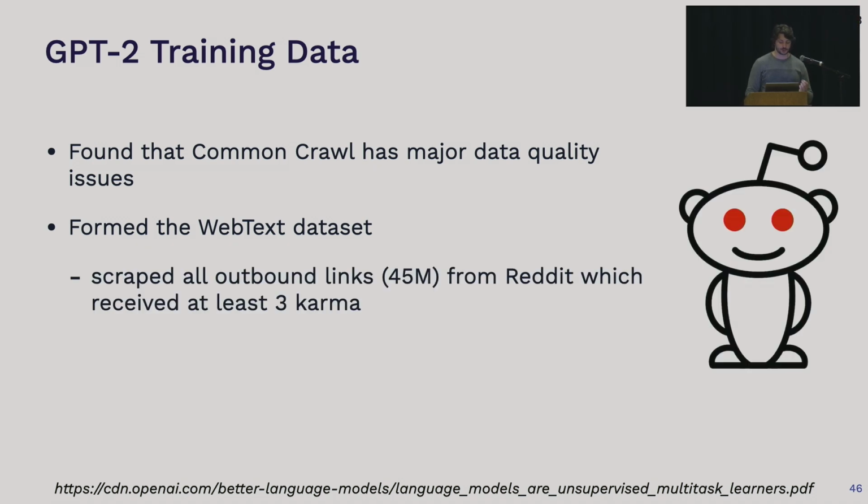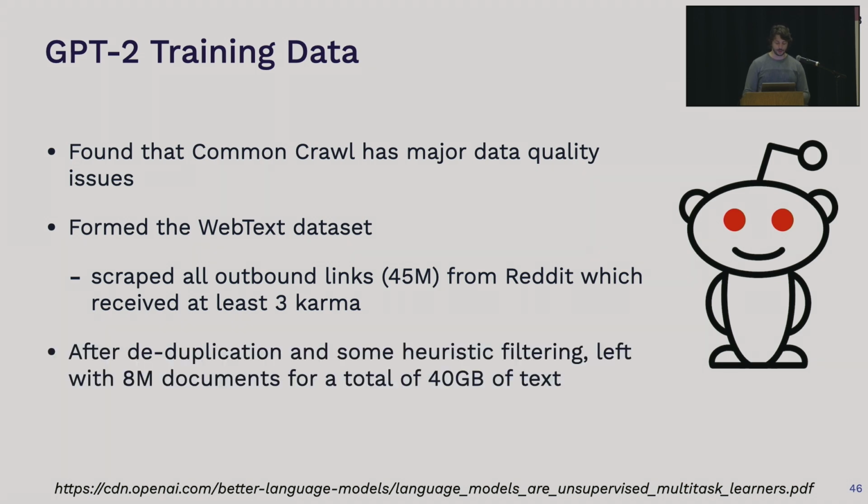Really, the way this was formed is they looked at Reddit data. When people think about this, they think of all the comments and all the nasty stuff that happens on Reddit. But in reality, this was looking at the outbound links from Reddit, and in particular the ones that people on Reddit had flagged as being higher quality by upvoting them. And so this is the data that it was trained on. They were left with around 8 million documents, or around 40 gigabytes of text.